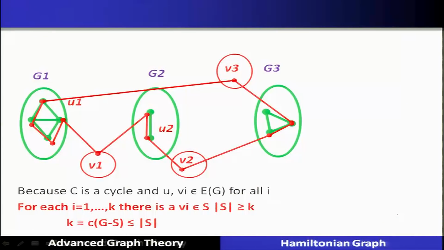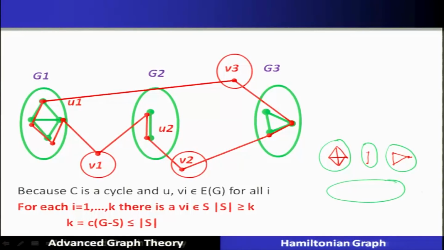Here we can see the same necessary condition, that means if we are given 3 components, this is component number 1, this is component number 2, and this is component number 3. Let us find out how many vertices are required for a Hamiltonian cycle to be present. As we have seen in the necessary condition, these are the components, and let us make S.